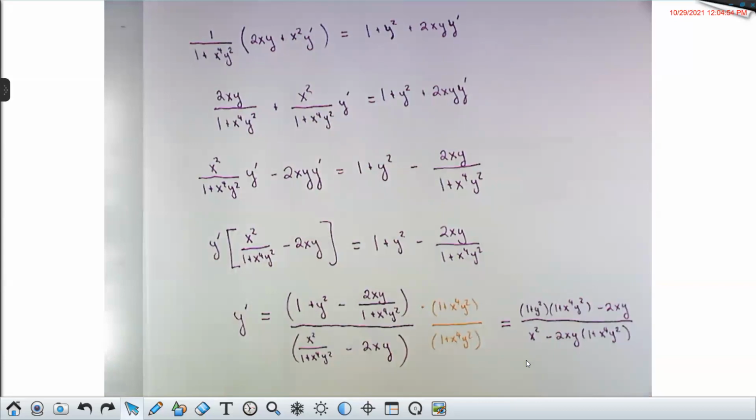That would be a good first step towards cleaning this up and doing stuff with it. You could then distribute, right? FOIL this, distribute this, see if any like terms combine. I wouldn't expect it to, but I think this is about as nice an expression for the derivative here as anybody could ask you for.